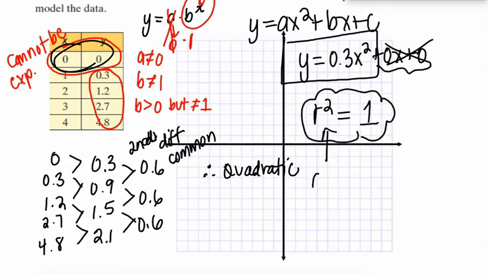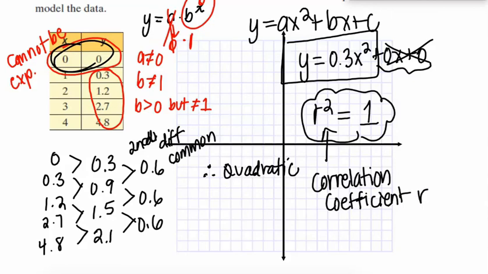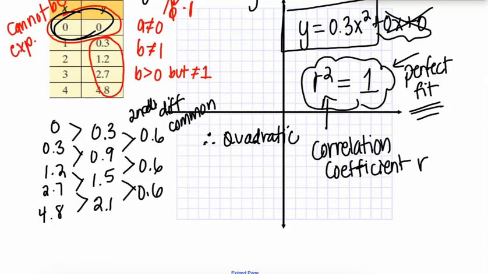So remember that that's our correlation coefficient. And the closer that correlation coefficient, r, is equal to 1, the better the fit. When it's exactly 1, that means it's a perfect fit. This is a perfect fit. Doesn't get any better than that. Okay, let's try in our calculator again. I think you're ready for a few tries here.